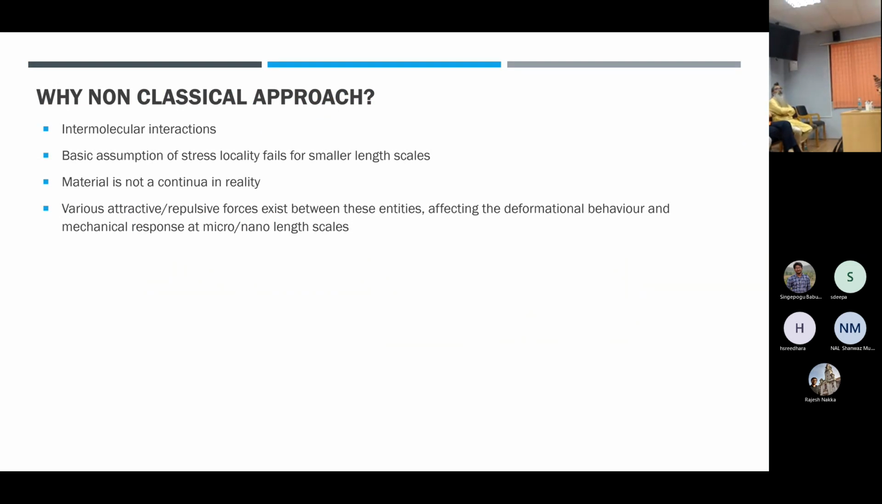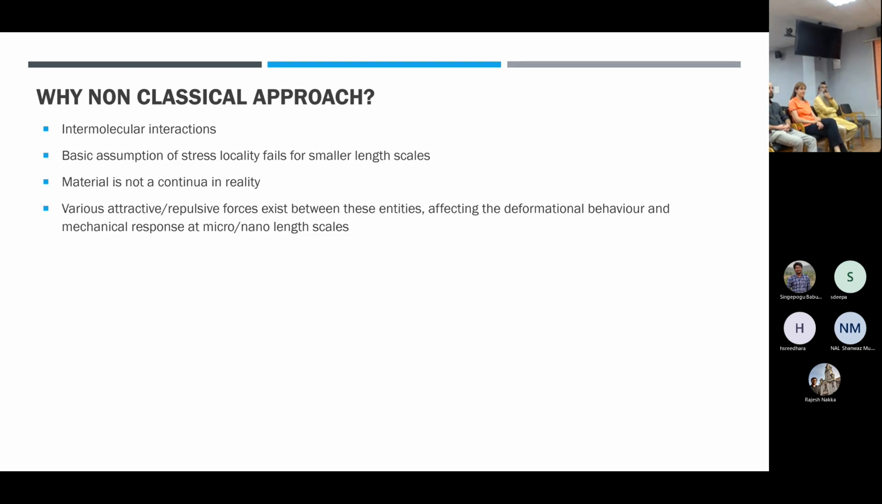As I said, materials, as we know, are made up of atoms and molecules, which have some intermolecular interactions. So classically in continuum mechanics, these interactions did not have that much effect because we used to take some meso structures. But now that we are looking at carbon nanotube composites or even graphene or other nanoscale materials, even microscale materials, we need to consider these intermolecular interactions, which can in turn affect the overall macroscale responses of the structure. So definitely the basic assumption of stress locality fails for smaller length scales.